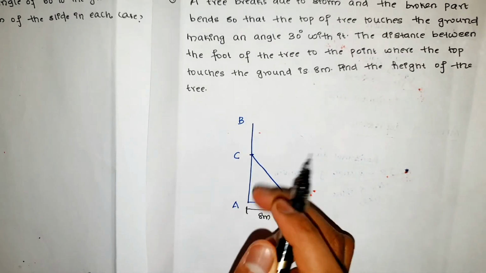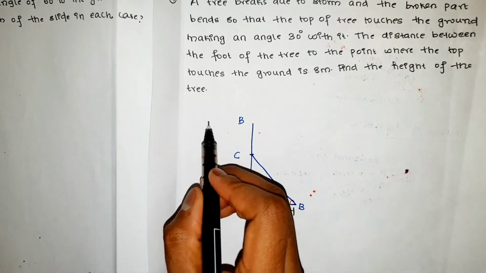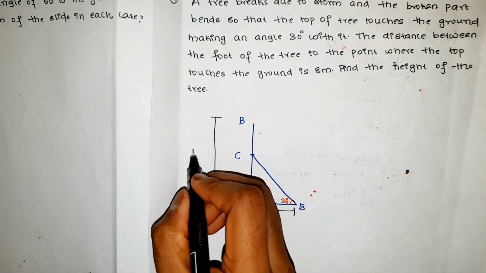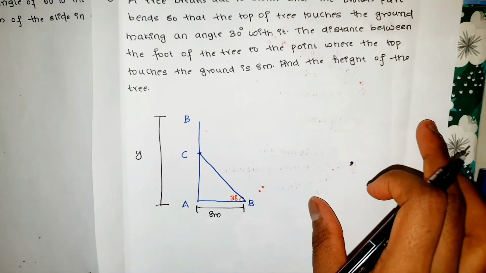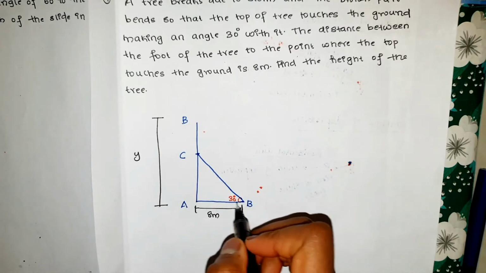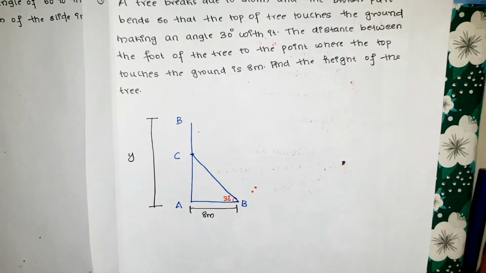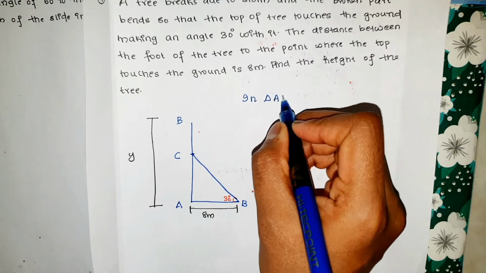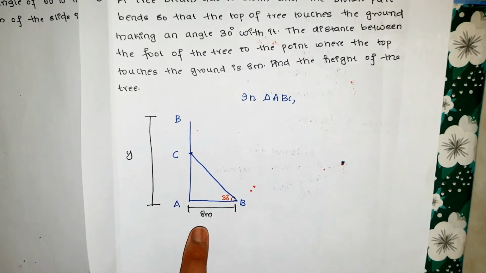So let the full distance, the total length of the tree, be y. Which means that let AB is equal to y. Okay, we have to find AB. So students, first let us take the first triangle. So this is our triangle ABC. So in triangle ABC, we are taking the triangle ABC.